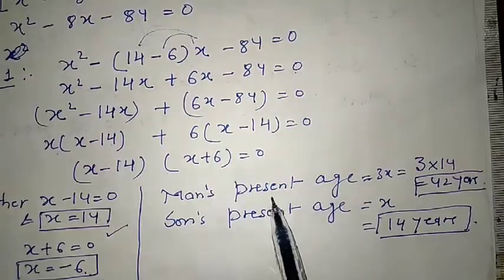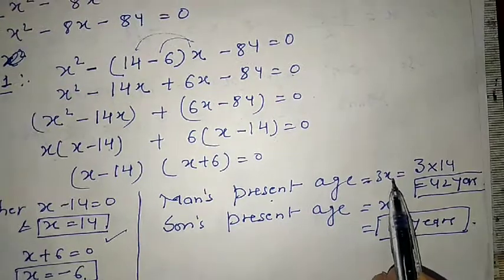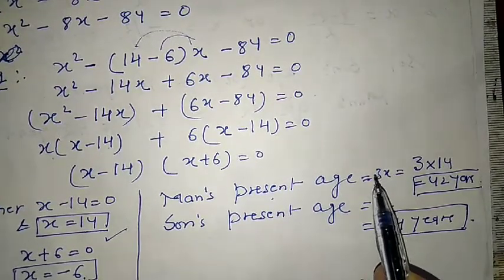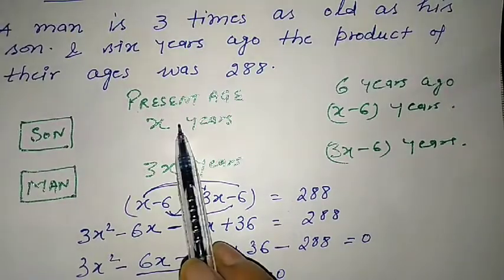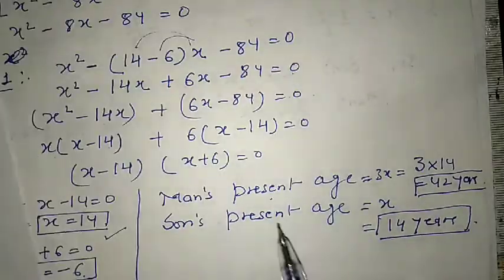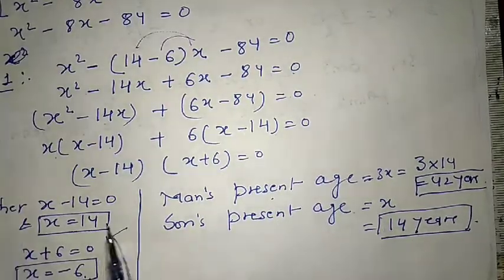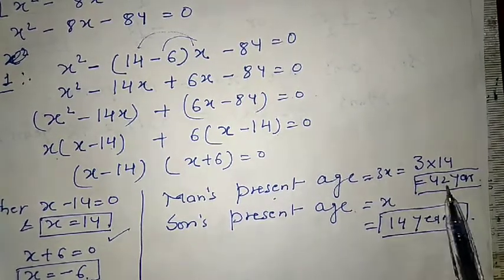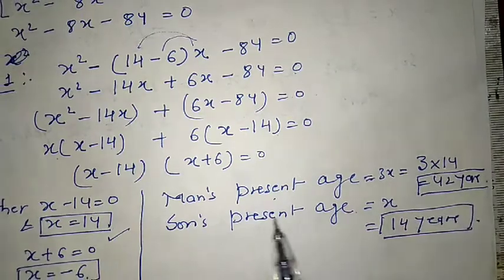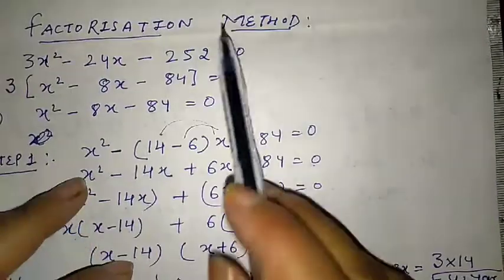So man's present age will be 3x, because in our question this is the man's present age and this is the son's present age. So the son's present age is x. So x is our 14 years. Man's present age is 3x. So 14 times 3 is 42 years. So this is the factorization method.